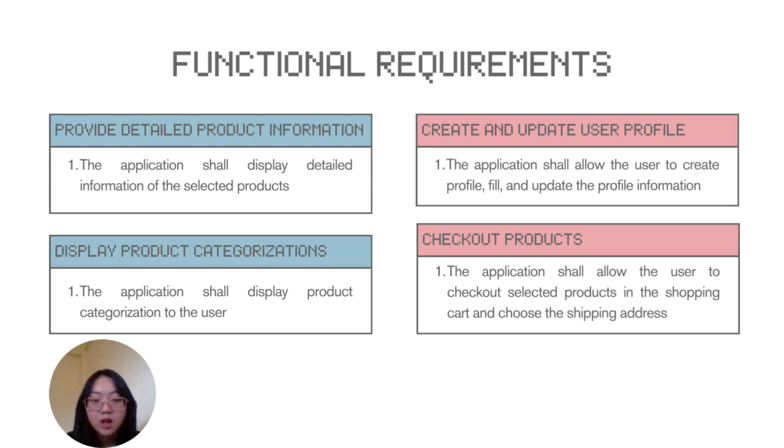And then create and update user profile. The application shall allow the user to create the profile and then fill and update the profile information, including full name, email, phone number, and address. And then check out products. The application shall allow the user to check out selected products in the shopping cart and then choose the shipping address.